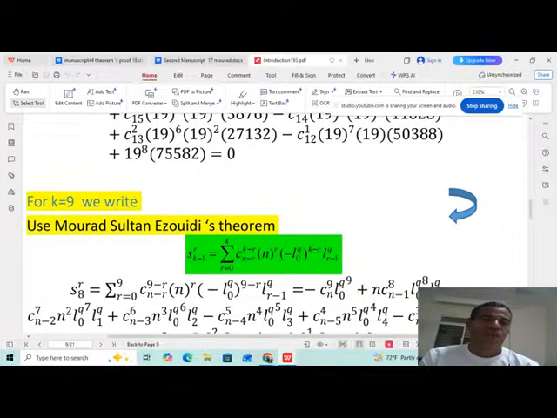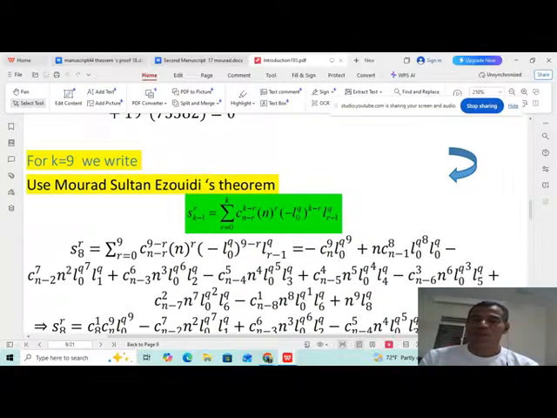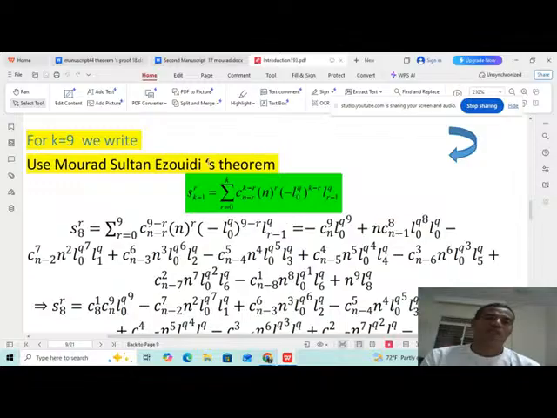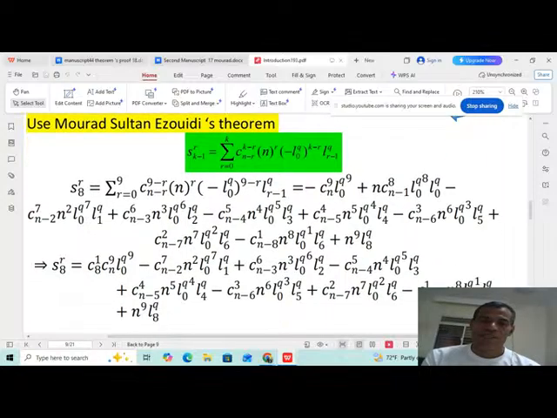For k equal 9, we will try to find the ninth coefficient of the new 90th degree equation that corresponds to the original 90th degree equation. We'll use again the Ezouidi theorem and we'll obtain the formula after writing it in its simplest form. So this one is S8. Okay, 8 is positive, so no need for a negative sign here. So this one is S8.